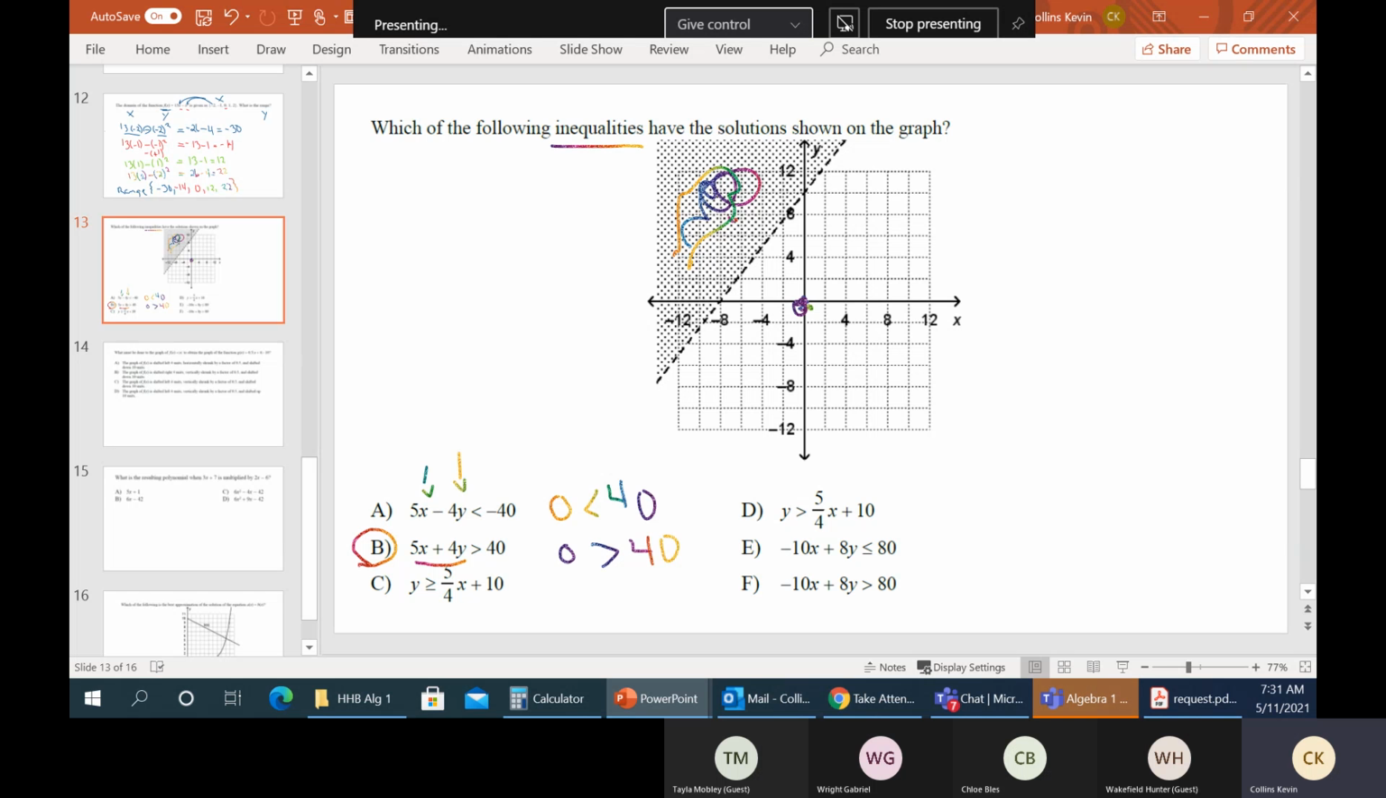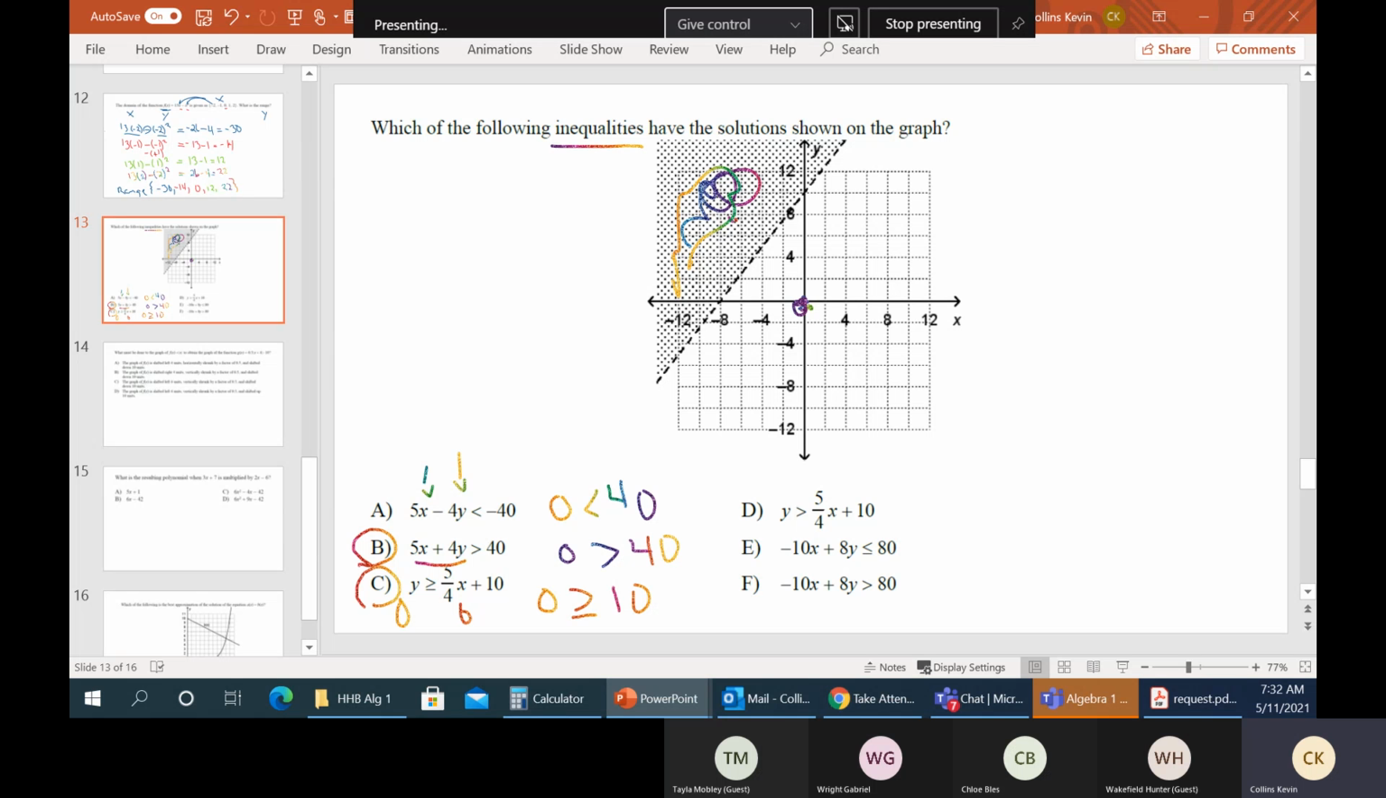All right, so the next one. If we plug in a 0 here and a 0 here, we're going to get 0 is greater than or equal to, and then this will be 0 plus 10, so it's 10. All right. So is 0 greater than 10? No. So that means that 0, 0 doesn't work. That means the stuff over here does. So this would be another one that would be one of our answers.